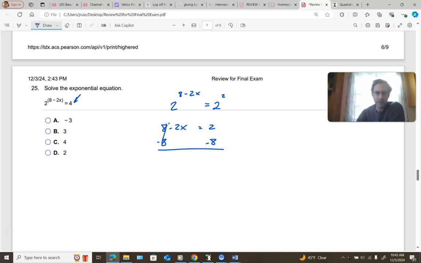We'll subtract 8 from both sides. We'll get this negative 6. I'll divide both sides by negative 2. We're going to get x is equal to 3. So that is the solution. This one you could do by guess and check. Well, not guess and check, but process of elimination. You can just try plugging these different values in for x and see which one turns this left-hand side into 4.